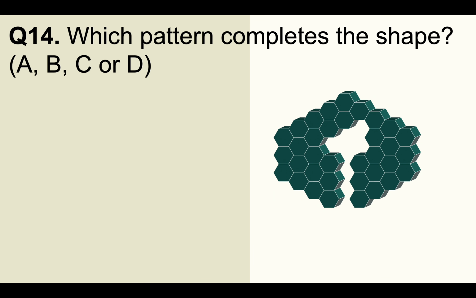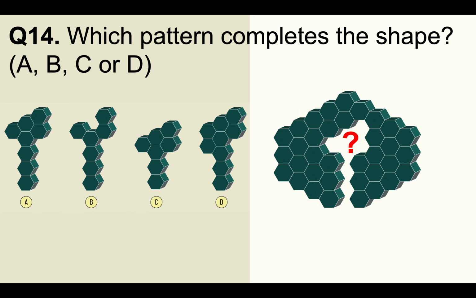So question number 14. Which pattern completes the shape? So which pattern, A, B, C or D, completes that shape where the question mark is? How do you tackle this question? So I will show you how to do it quickly, and I will then get you to try some live on the screen. So here's what I would do.